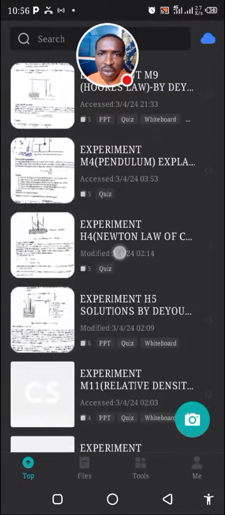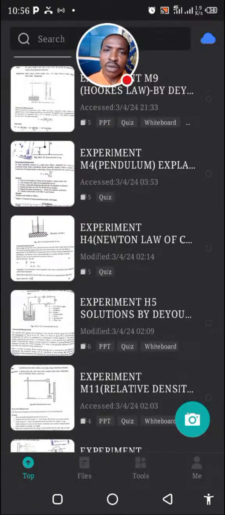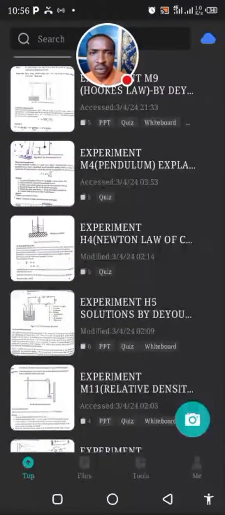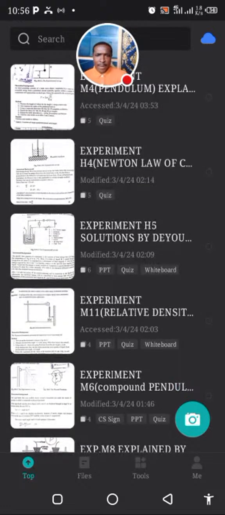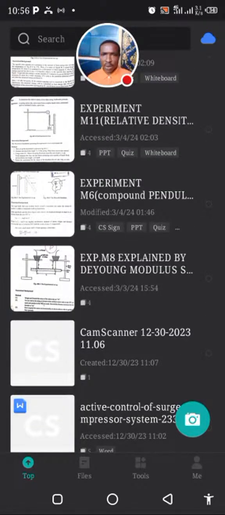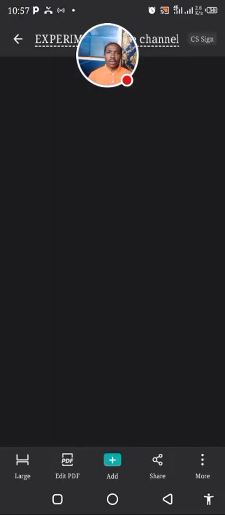Now you can see up here we have experiment M4, which is a simple pendulum. In the simple pendulum, we use our normal pendulum bob, the thread, and the retort stand to get the work done. That is a simple pendulum. So in the compound pendulum, let's see how it looks. I know the simple pendulum is very familiar to us, but we're going to look at how the compound pendulum is.